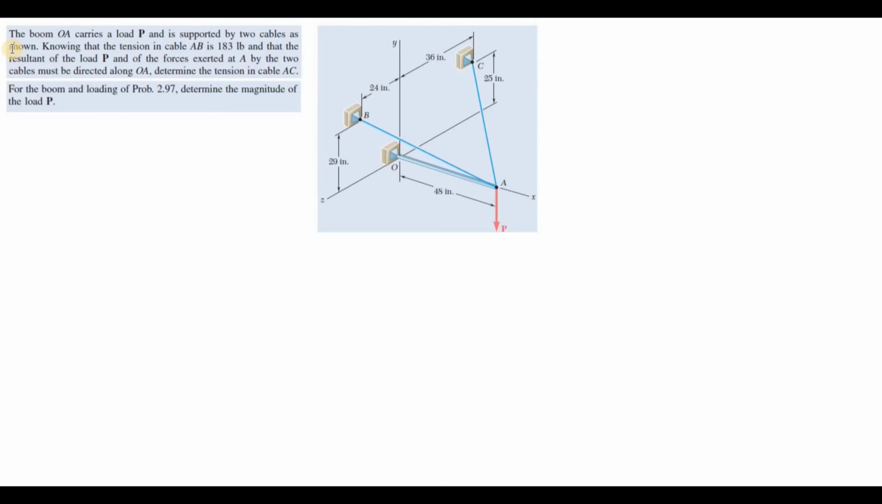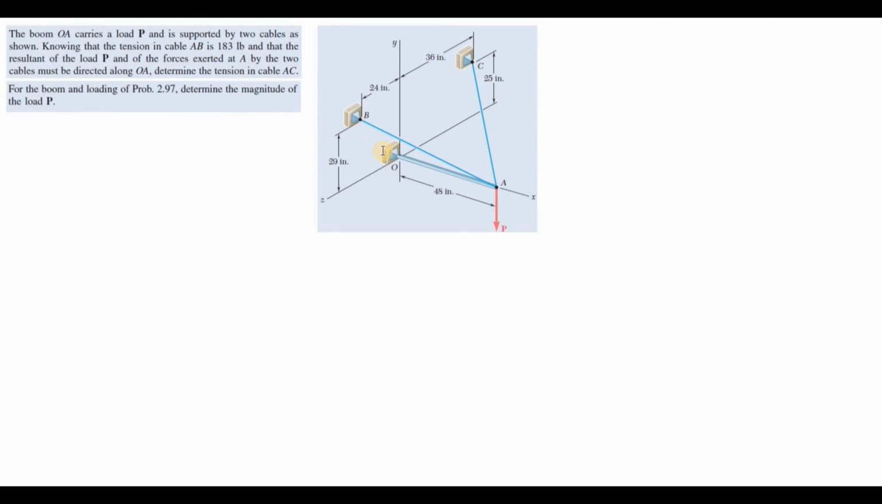For the second problem, we have the boom OA carries a load P and is supported by 2 cables as shown. Knowing that the tension in cable AB is 183 pounds and that the resultant of the load P and of the forces exerted at A by the 2 cables must be directed along OA, determine the tension in cable AC, and also determine the magnitude of the load P.